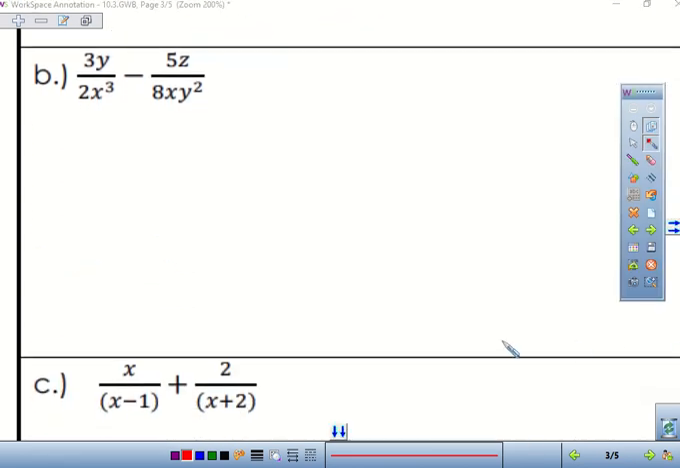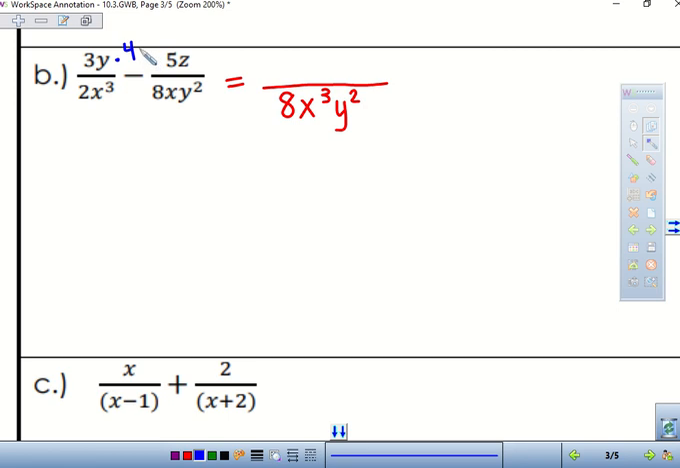Alright, this one here, we find our denominator. So what would be the numerical LCD here? 8. And then we take x to the, and then y to the, good. So the highest power of every variable is what you take from the denominator. So what do we have to multiply the first one by to get it to where we need it to be here? 4.